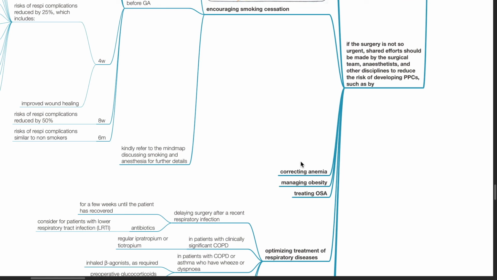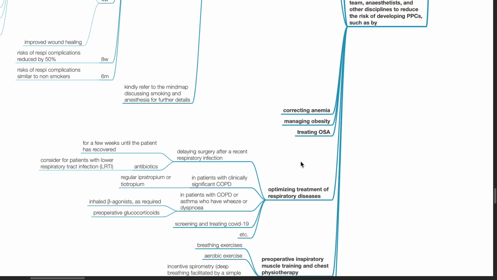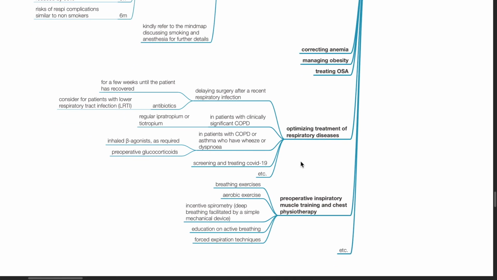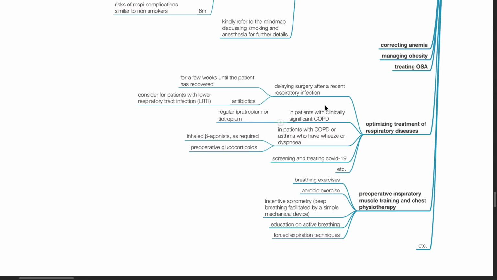Other strategies to reduce PPCs include correcting anemia, managing obesity, treating OSA, and optimizing treatment of respiratory diseases. Delay surgery after a recent respiratory infection when feasible. Consider antibiotics for patients with lower respiratory tract infection. In patients with clinically significant COPD, administer regular ipratropium or tiotropium. In patients with COPD or asthma who have wheeze or dyspnea, administer inhaled beta agonist as required and preoperative glucocorticoids.